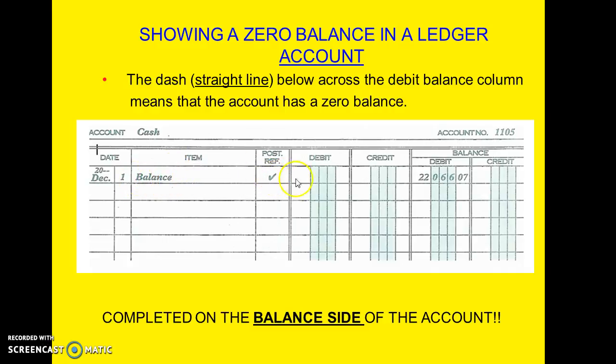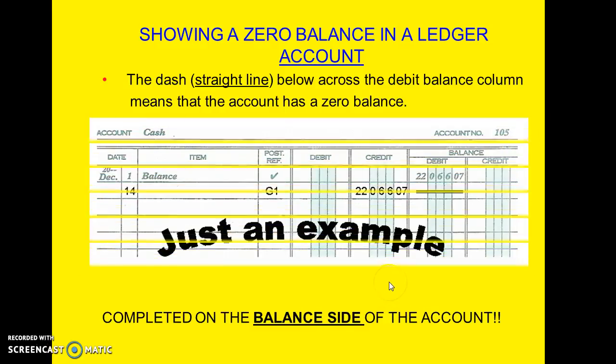It says balance, we have a check mark because from the previous month in November, we had a balance of $22,066.07 that we are carrying over. In this case, the account is 1105, not 105, because obviously we have more accounts. Okay, so let's say, unfortunately, on December 14th, notice we don't write the month again, just the date. We only write the month once until it changes. On the 14th, General Journal, page 1, we had a credit of $22,066.07. So we probably wrote out a check, and now we have a zero balance.